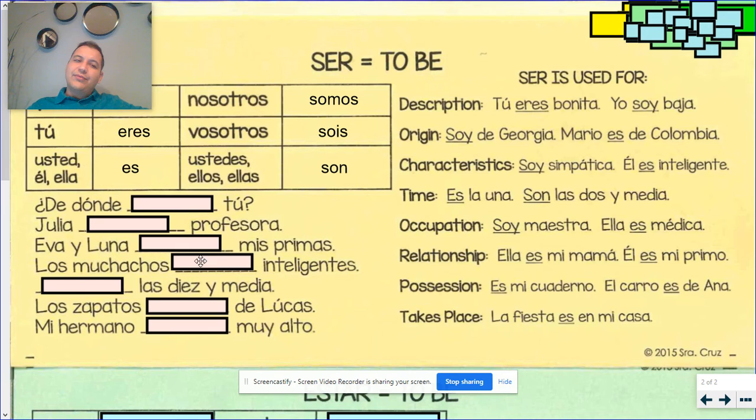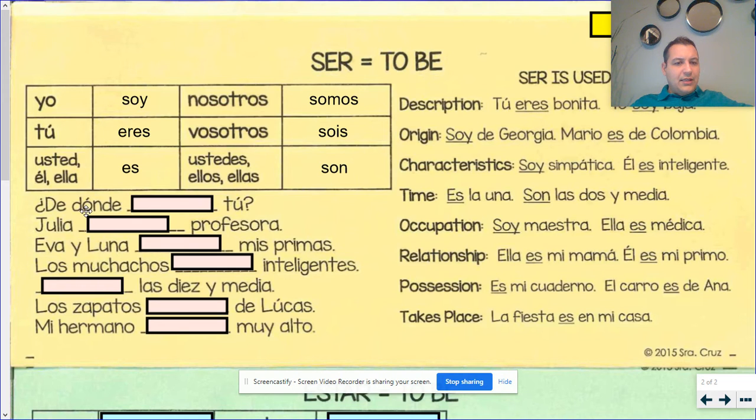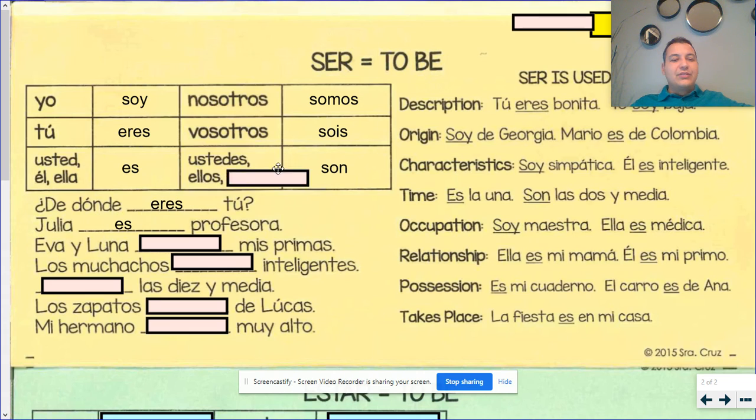So let's see here, questions. Let's see these activities and see if we can conjugate it correctly. Let me put my picture right here now. Which one would you put for tú? What would be the conjugation for tú? Eres. ¿De dónde eres tú? Julia, profesora, teacher. So that will be what? Profession, right? Es profesora. The first one is origin, right? ¿De dónde eres tú? Where are you from? I am from, yo soy de Brasil, for example. Yo soy de Estados Unidos. Soy estadounidense.